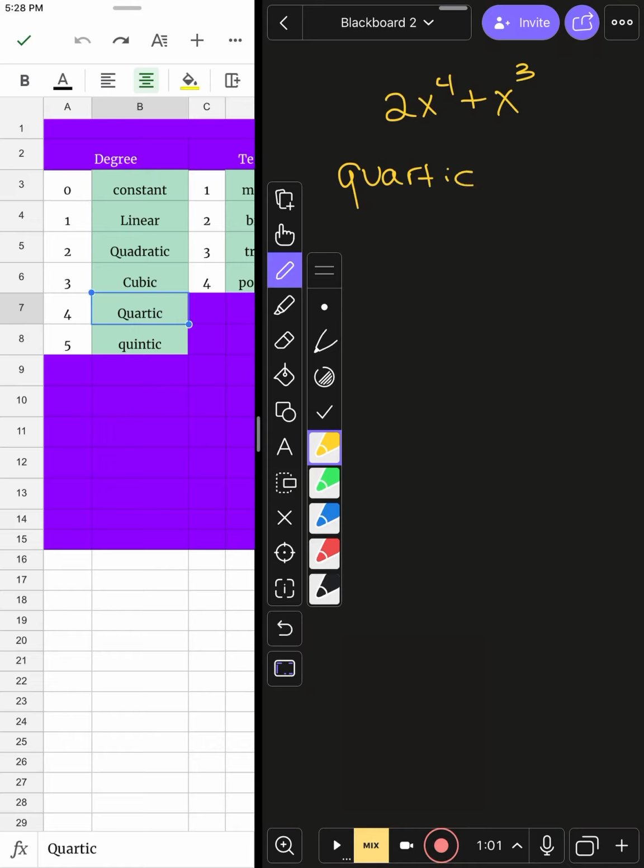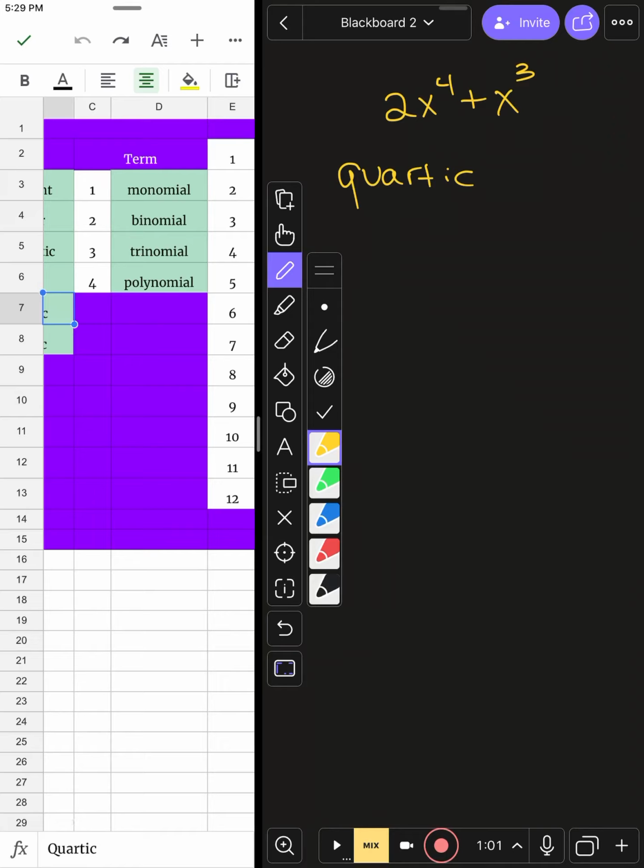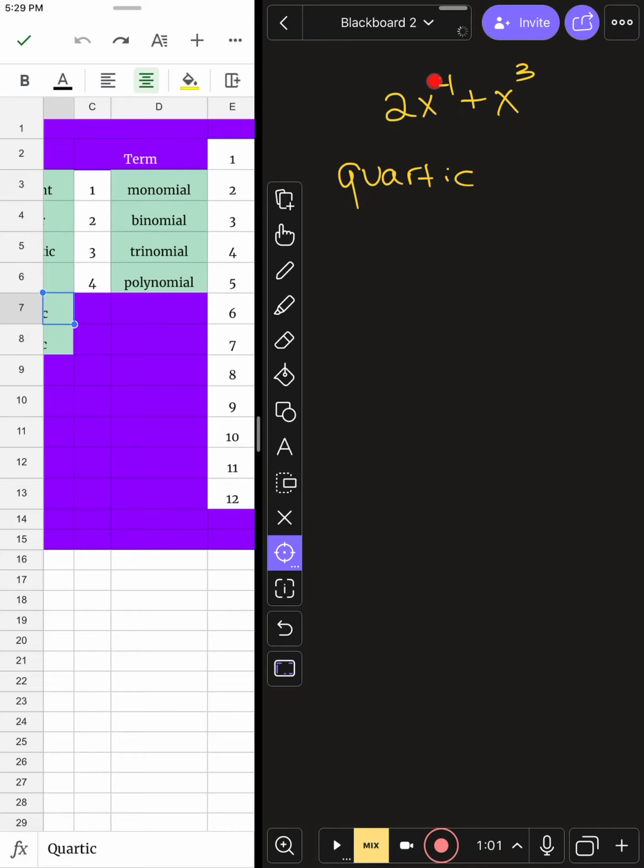Remember, I said it's going to be two words. So there's another word we have to use, and that refers to the number of terms. So I should tell you now that a term is anything separated by addition or subtraction. This right here on the right-hand side of your screen, this and this are separated by addition. Therefore, this is a term, and this is a term. How many terms are there? Well, there's 1, 2. There are 2 terms.